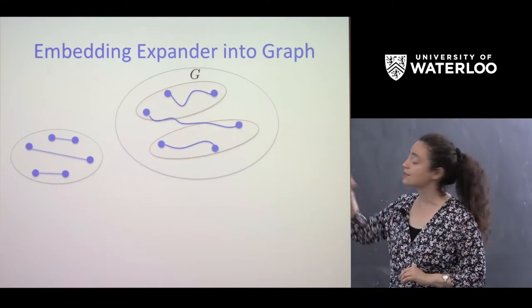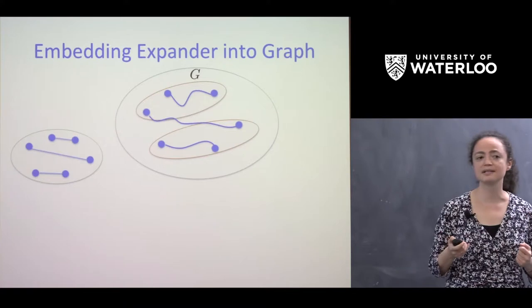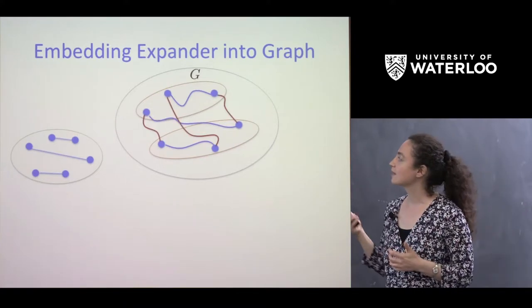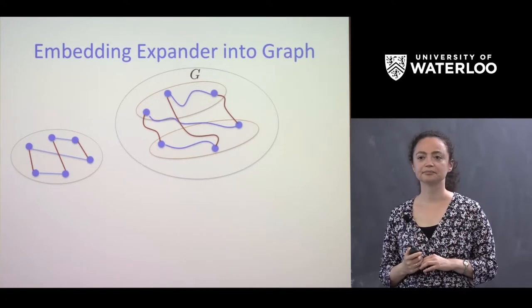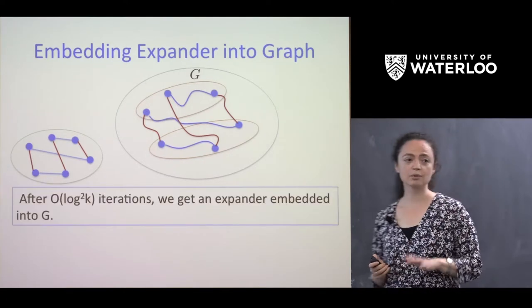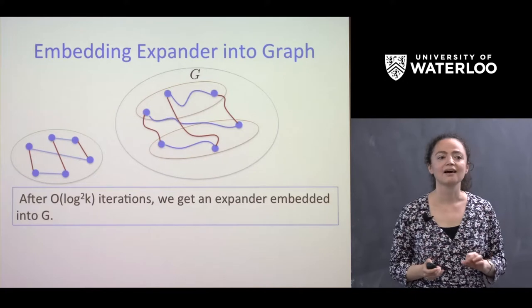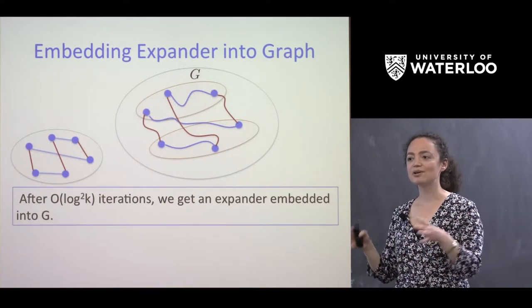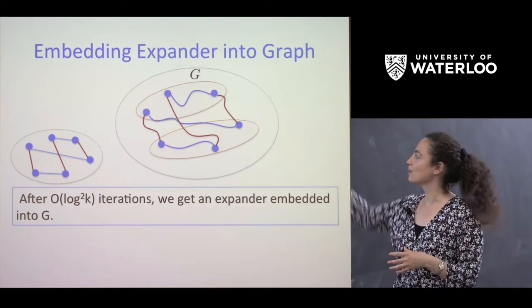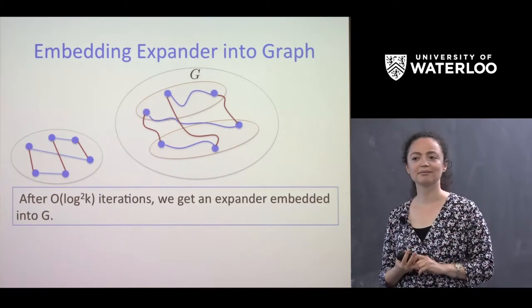In the second iteration, there is a different bipartition into two equal size subsets. Again, from well-linkedness, I can route them like this. Again, I get some matching, add it there, and so on. So after log square k iterations, I'm guaranteed to get an expander there. But not only that, because of the way I was building it, I will get an embedding of this expander into my graph. How cool is that?